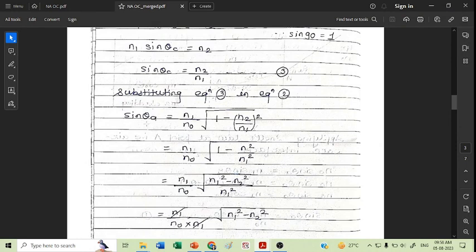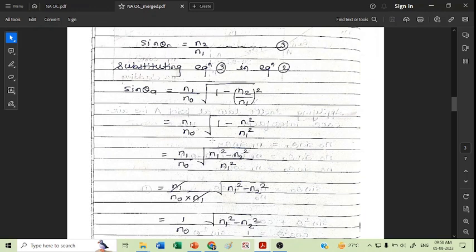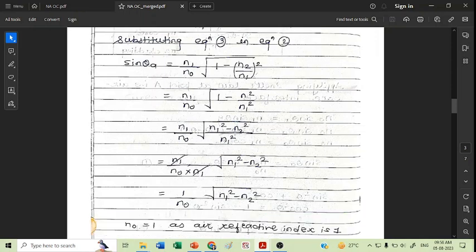So equation 2 becomes sin theta a is equal to n1 by n0 into the square root of 1 minus n2 by n1 whole square. So let us solve this. N1 by n0 into the square root of 1 minus n2 square upon n1 square. Cross multiplying, n1 by n0 into the square root of n1 square minus n2 square upon n1 square. If we take n1 square out of the root, we will get n1. So n1 upon n0 into 1 upon n1 under the square root of n1 square minus n2 square. So n1 will get cancelled and it is 1 upon n0 into the square root of n1 square minus n2 square.